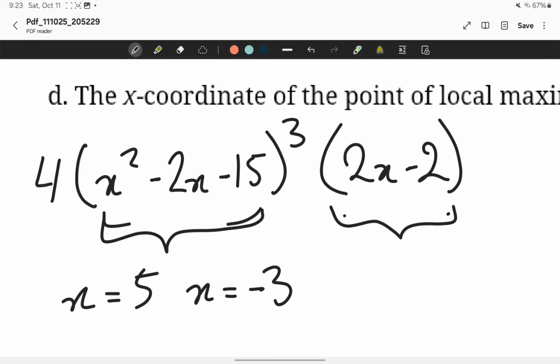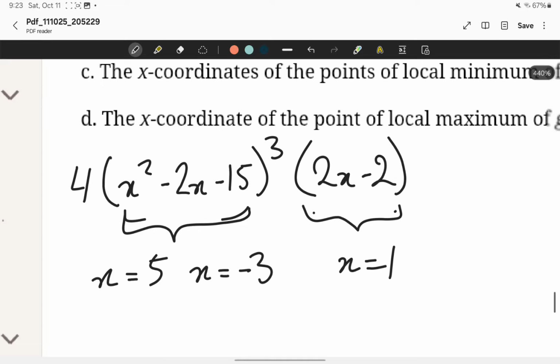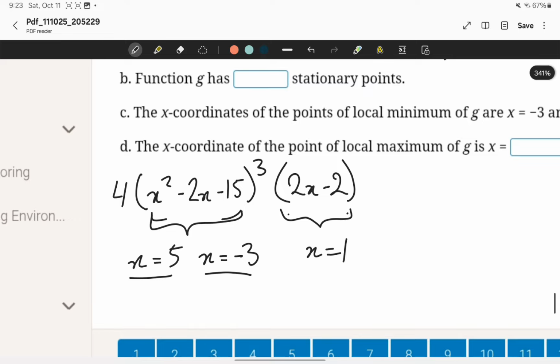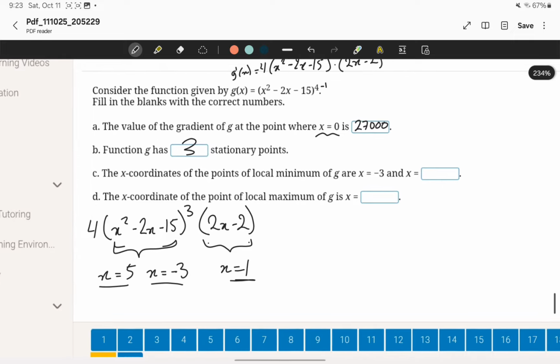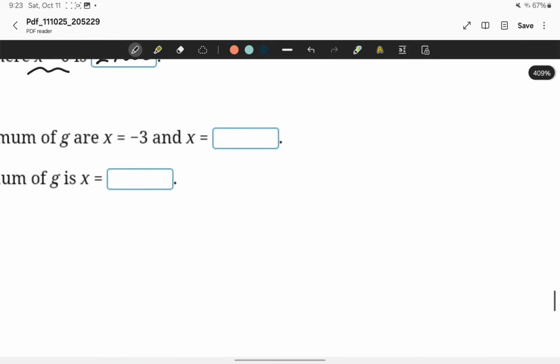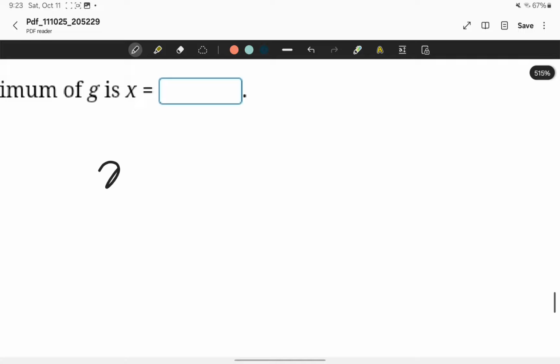And for this one, you get x is 1. Okay, so that means we have 3 points for x. So it just has 3 stationary points. Now part C, the coordinates of the points: local minimum are this and this, and for the local maximum are this and that. Now they're asking for local minimum and local maximum, so just do the table.